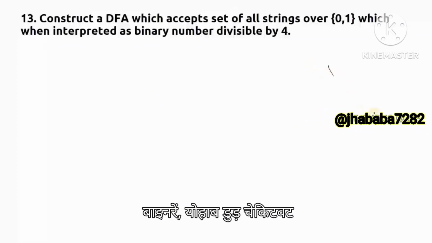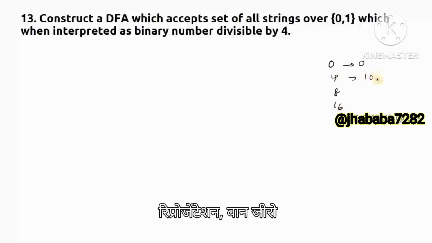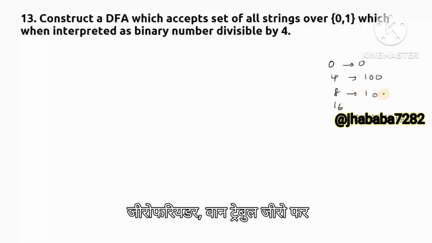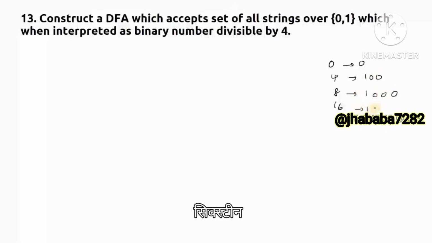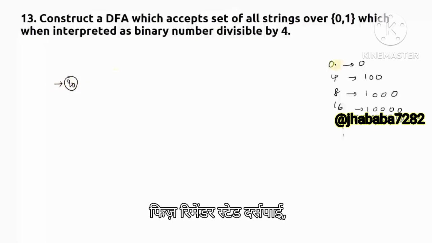So in binary, you have to check it out. That means the numbers are 0, 4, 8, 16 like this. And you can see 0 here. The binary representation is 100 for 4, 1000 for 8, 10000 for 16, like this. So many numbers. Now how to solve this one? Again, starting from Q0. Anyway, 0 itself is the remainder state, that's why Q0 itself is the final state.